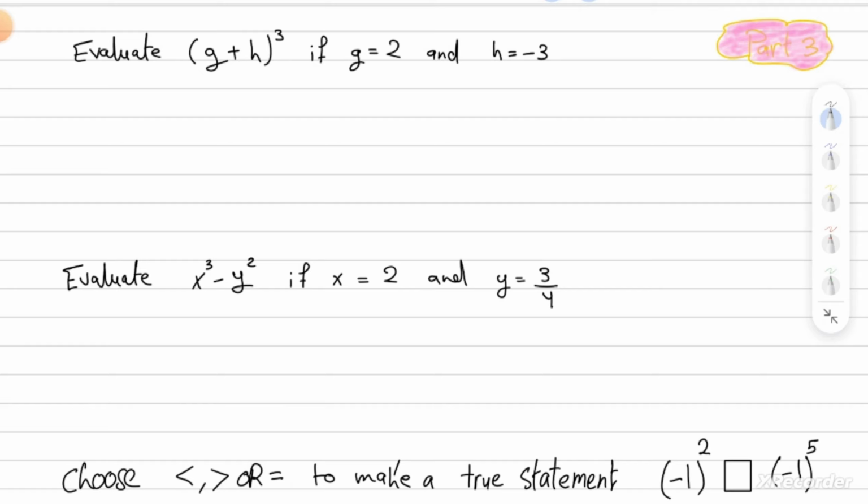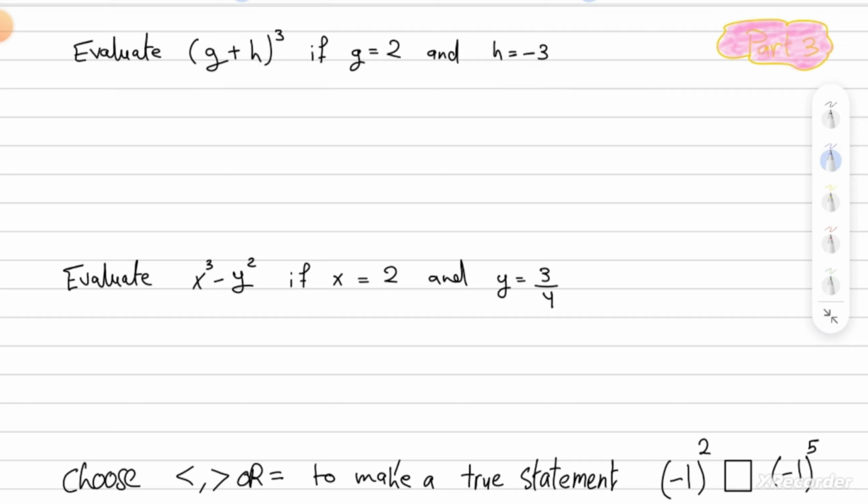In this part, we're going to learn how to evaluate algebraic expressions containing exponents. So here we have only one extra step, that we have a variable. We're going to remove the variable and substitute its value, like the g here. The value for g is equal to 2. We're going to remove the g and substitute 2. Also the same for h. We're going to remove the h and substitute its value, which is -3. Let's start.